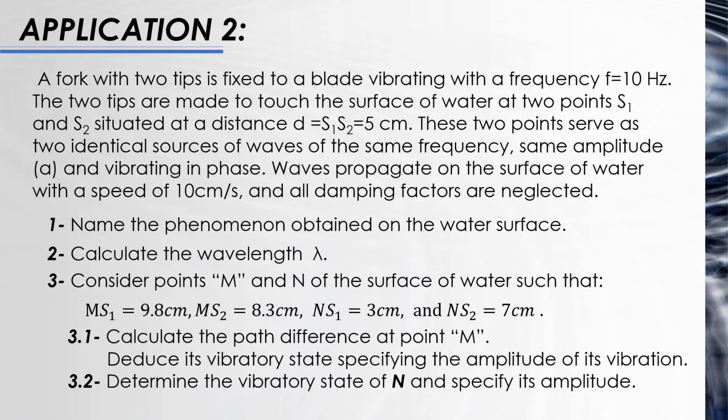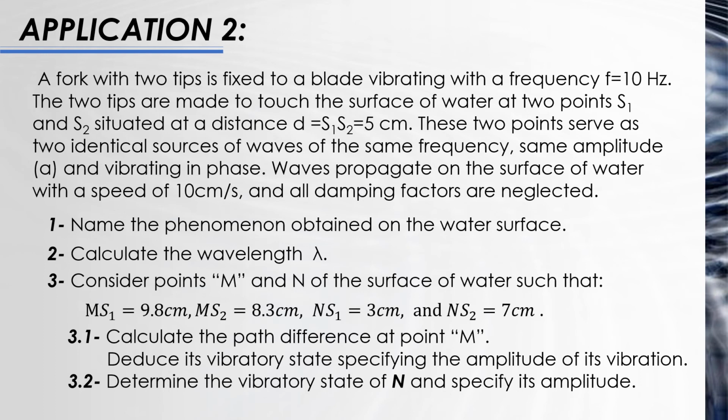Moving to an application in which we check all the information that we have seen so far, check this exercise. A tuning fork, which has two tips or two pointing sources, is fixed to a blade. The blade vibrates, so the fork vibrates as well. The sources will be of the same frequency. So the tips are made to touch the surface of water, thus water waves are produced.